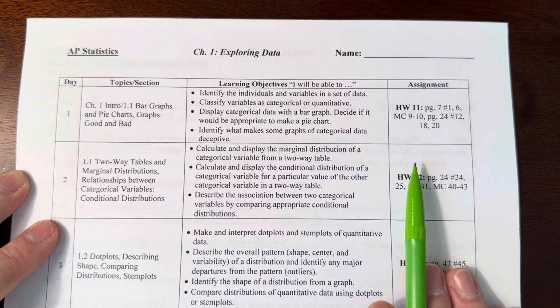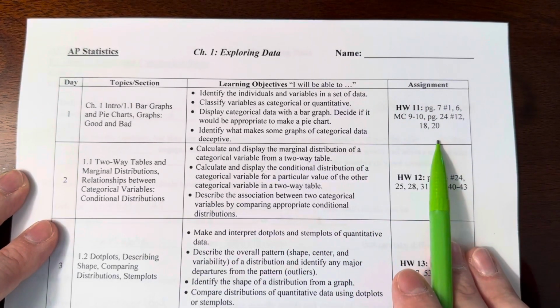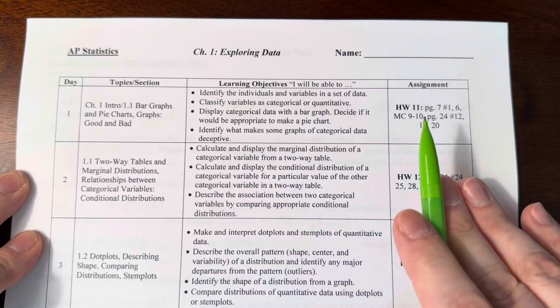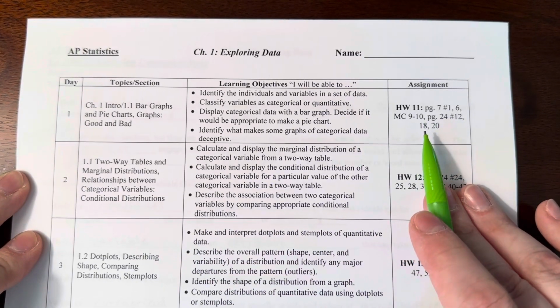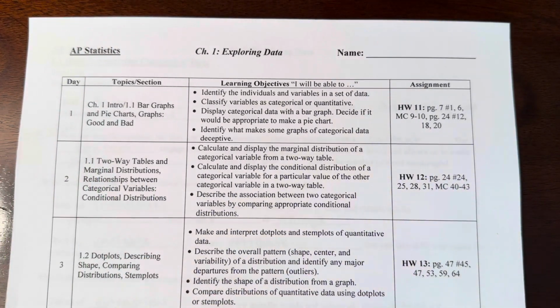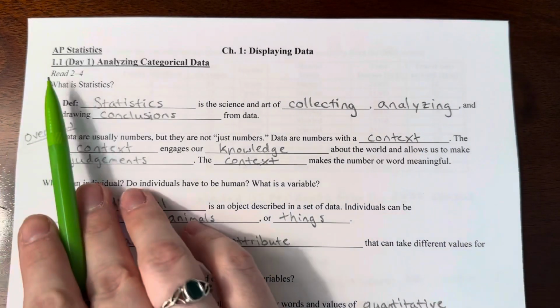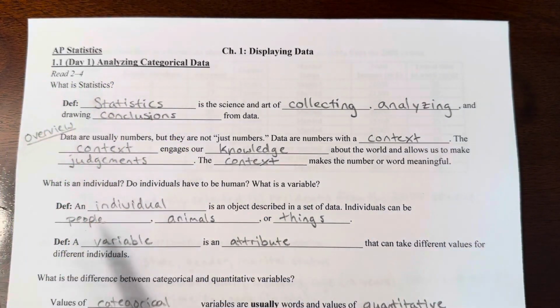Now, when we're done with this lesson, this is the book assignment that I suggest that you start working on. We're using the updated 6th edition of the Practice of Statistics. All right, so let's go ahead and get started and dive right in. So 1.1 Day 1, Analyzing Categorical Data.